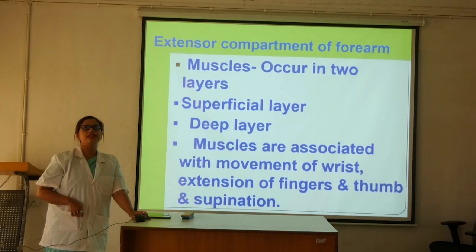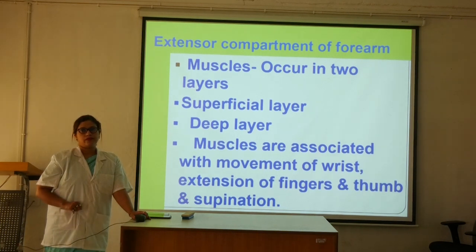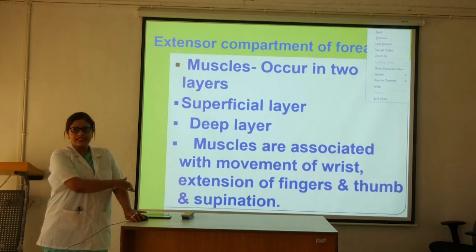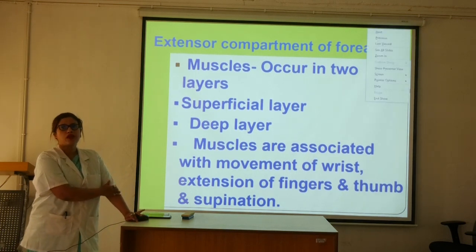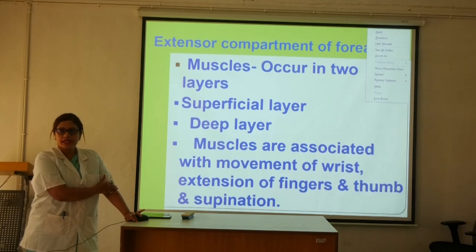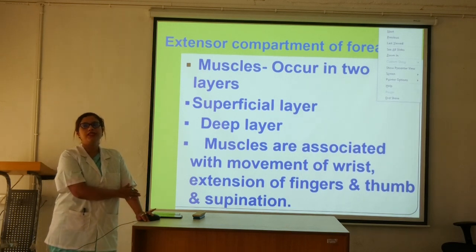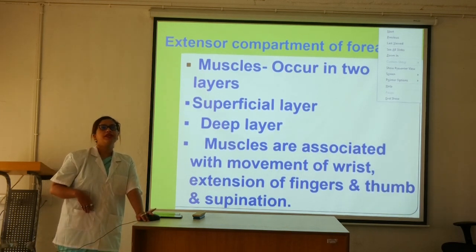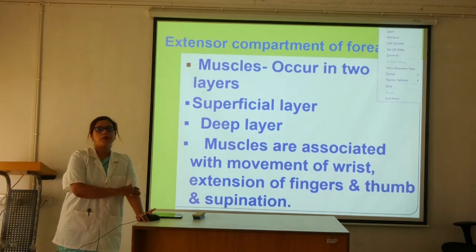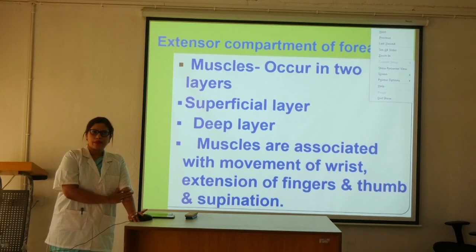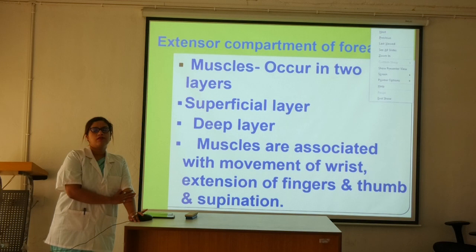So lateral, how many muscles? Lateral means only this area. Tell me which are the muscles? Number 1 is brachioradialis, then ECRL, ECRB. That means extensor carpi radialis longus, extensor carpi radialis brevis. Then in the medial group, which are the muscles? Medial muscle means towards ulna. Extensor carpi ulnaris.